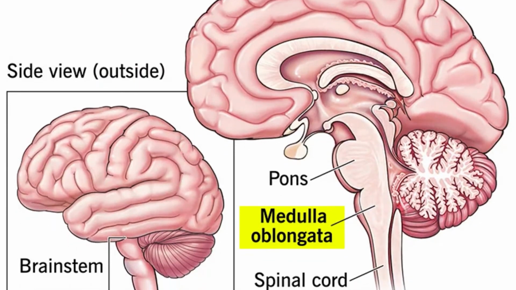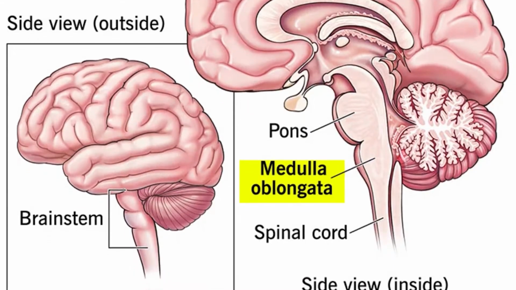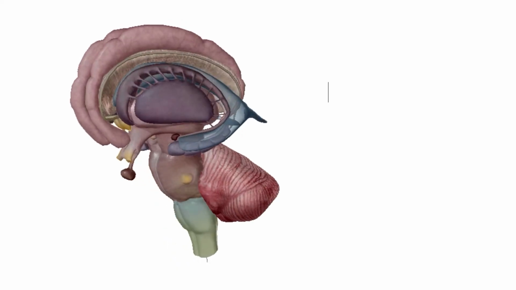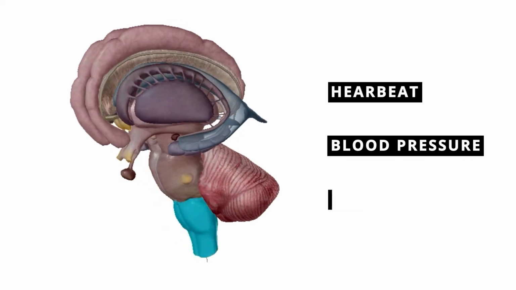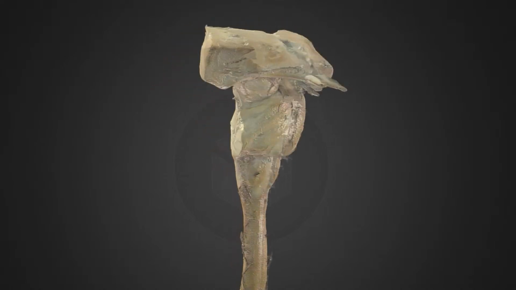Medulla oblongata. Located closest to the spinal cord, the medulla oblongata is the most inferior part of the brainstem. It regulates several vital and involuntary functions, such as heartbeat, blood pressure, and respiration. Any significant damage to this region can be life-threatening.